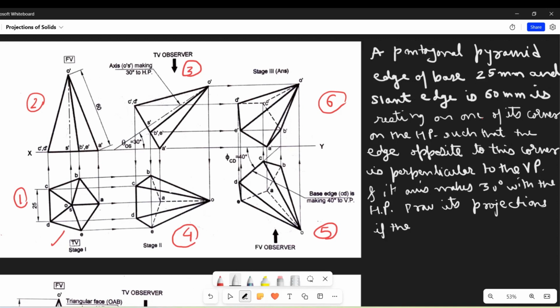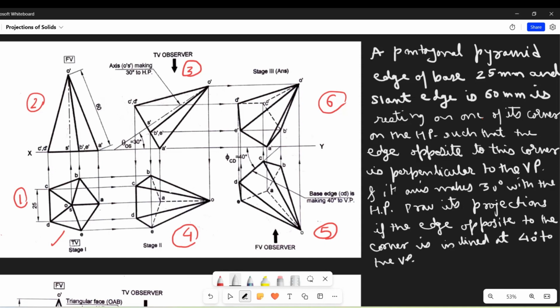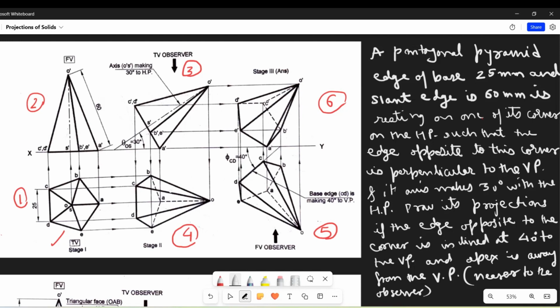if the edge opposite to the corner, which corner, the corner on which it is resting on the HP, is inclined at 40 degree to the VP, and apex is away from the VP, or this can also be written as apex is nearer to the observer. Both are having same meaning.